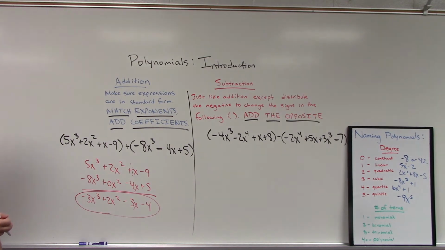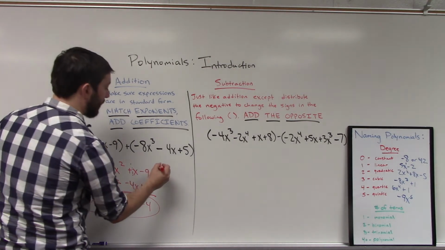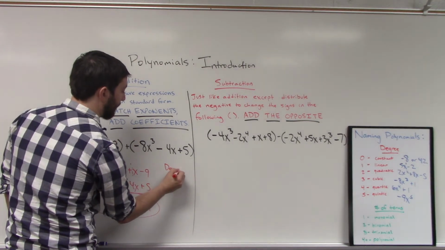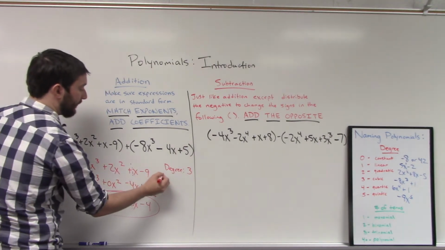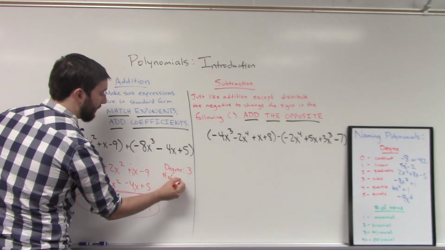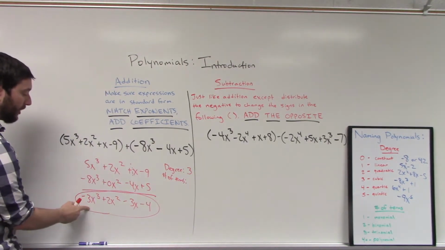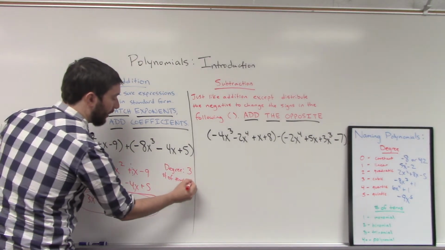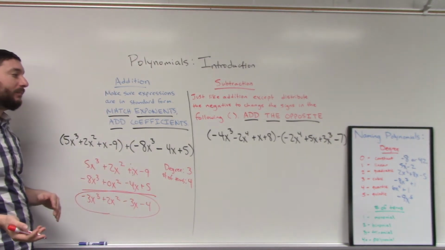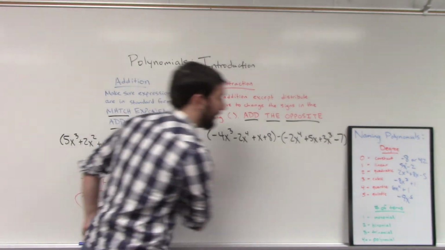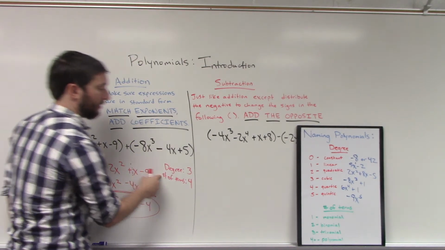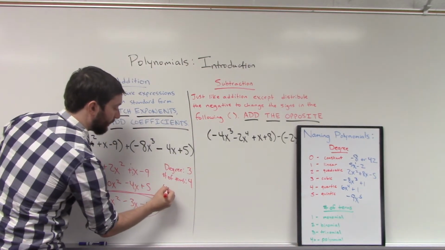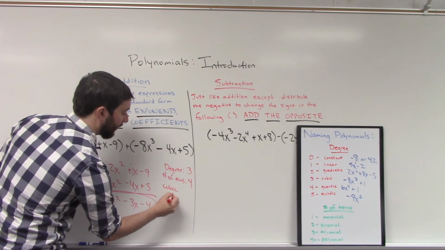If I wanted to find certain things, first of all, this is standard form. Highest to lowest exponent, that's good. If I wanted to find the degree, I would look at my highest exponent, which is a 3. If I wanted the number of terms, I would look at how many things I'm adding or subtracting here, and I have 1, 2, 3, 4. That'll tell me the name. As we saw earlier, that means we have a cubic polynomial. That'd be the name of this result in our answer.